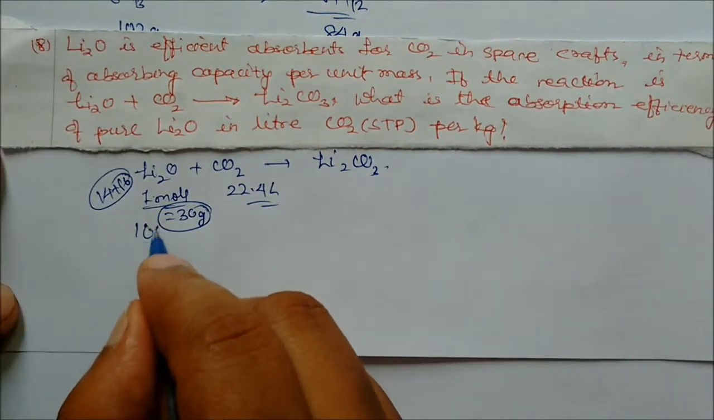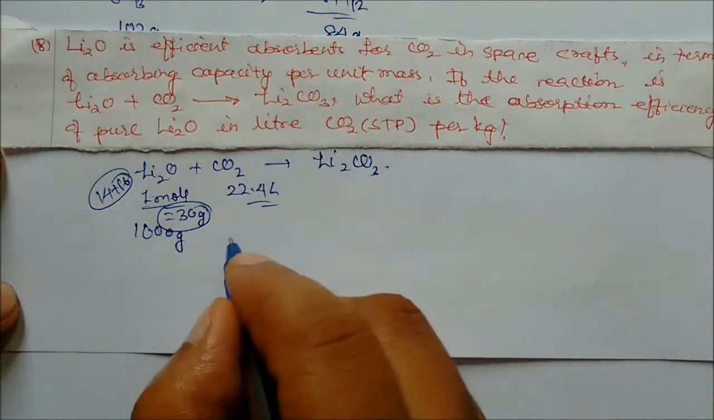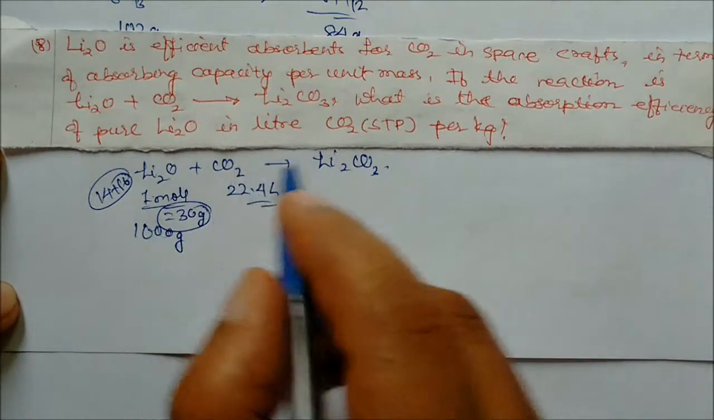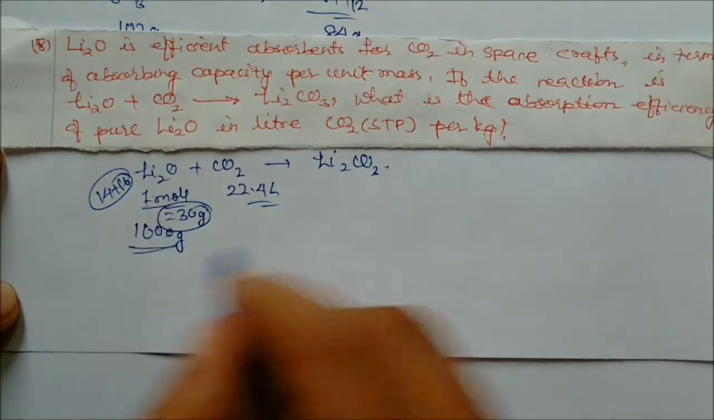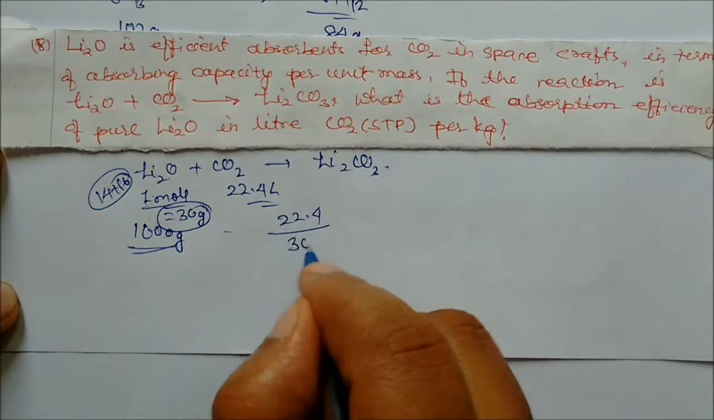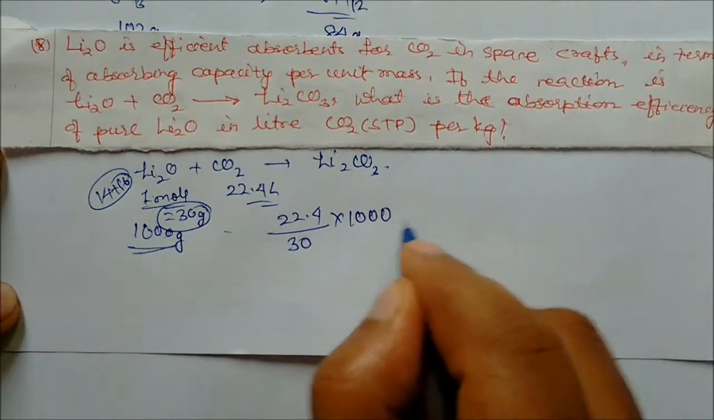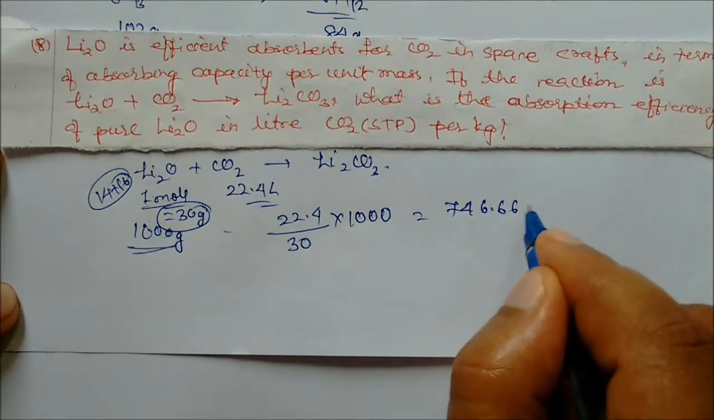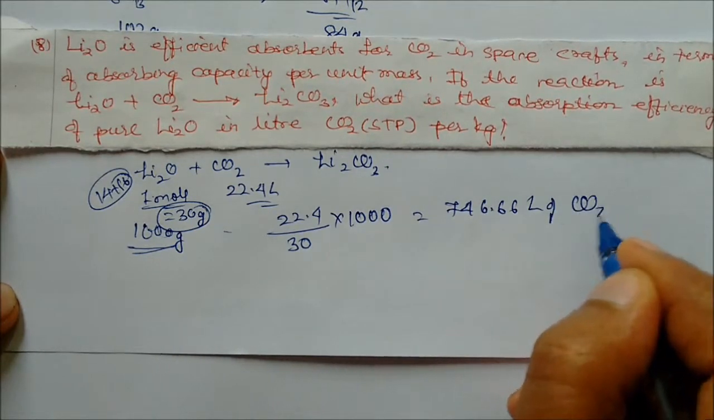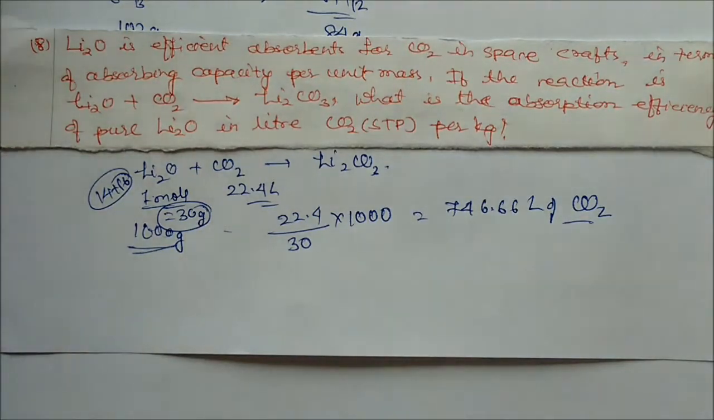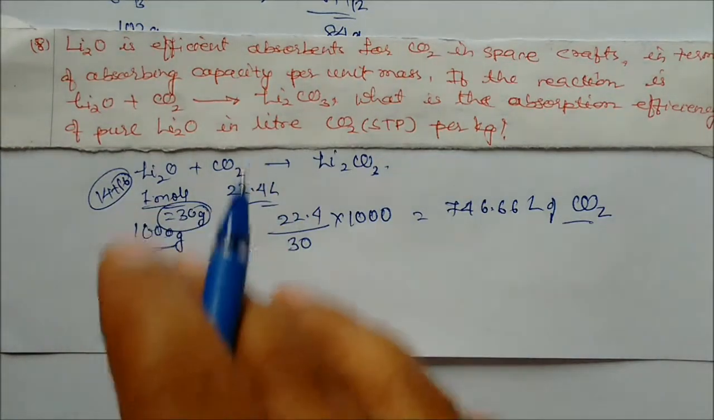So if you take 1000 grams, because they are asking per kg, the efficiency of lithium oxide, how much CO2 will be required per kilogram, per 1000 grams. So the answer will be 22.4 liters divided by 30 into 1000. So here you will get 746.66 liters of CO2 required for the absorption by lithium oxide.